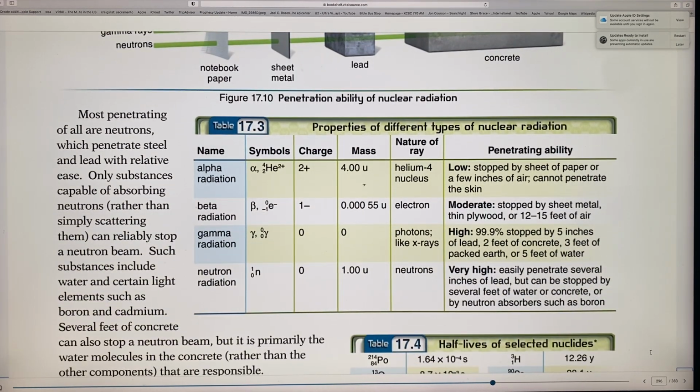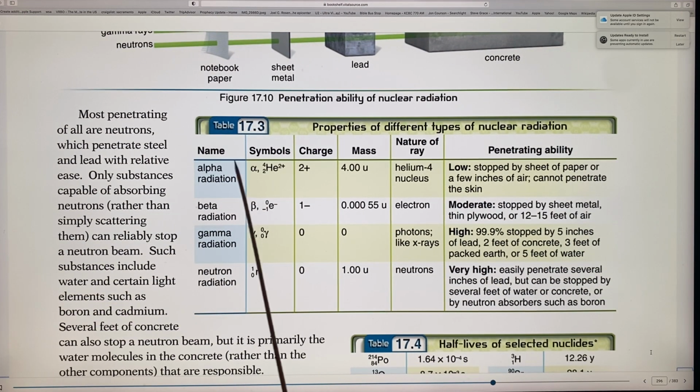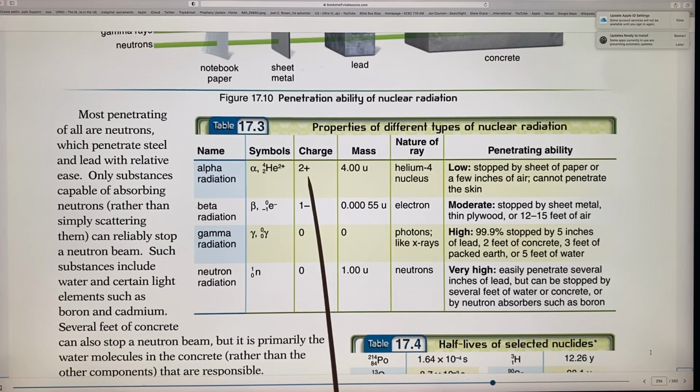Here we know why the properties are. Here you have the alpha particle, a heavy particle. It has a +2 charge. Its mass is 4, and it looks like a helium nucleus. It can be stopped by a piece of paper because it's so big. Then we have beta, basically the charge of an electron, moderate, stopped by sheet metal.